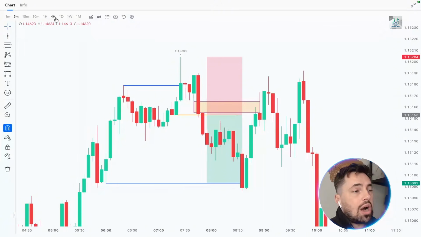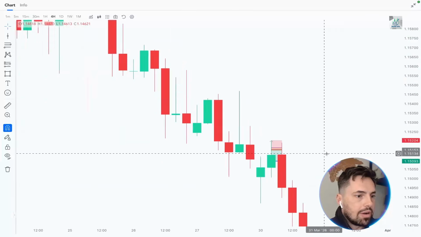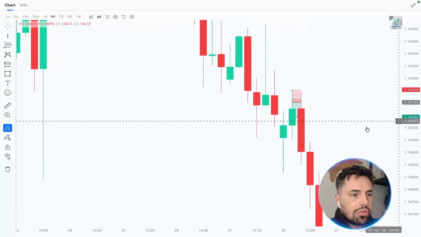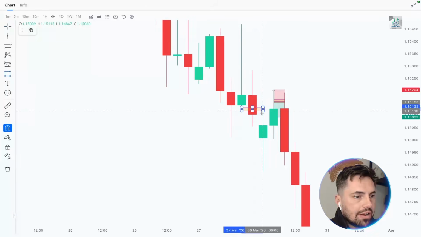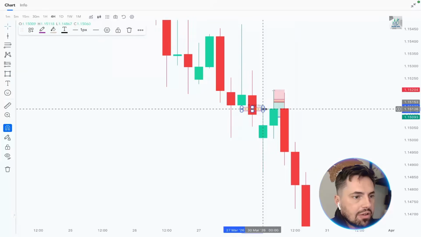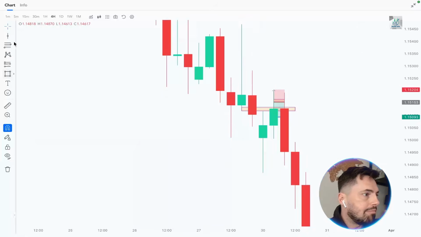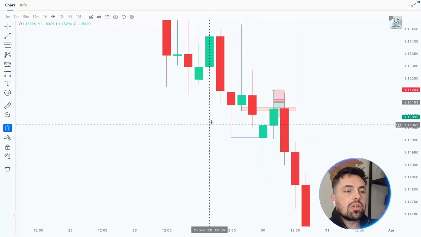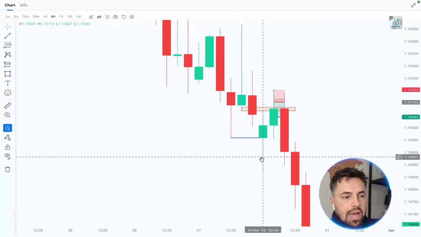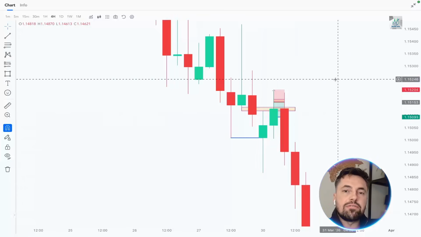Now, this is why narrative is so important. Let me jump to the 4 hour. So when I got on the chart this morning, what I noticed was we had a 4 hour fair value gap right here. And then not only that, we were breaking swing lows down. So the flow of the market was bearish. So I expected price to come up and fill this 4 hour fair value gap.